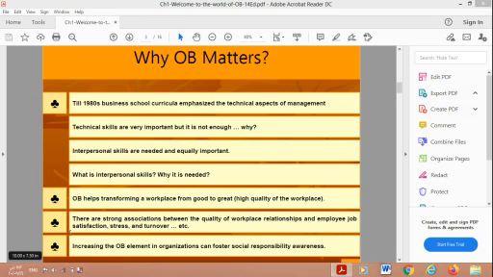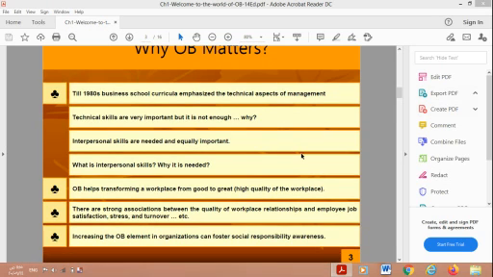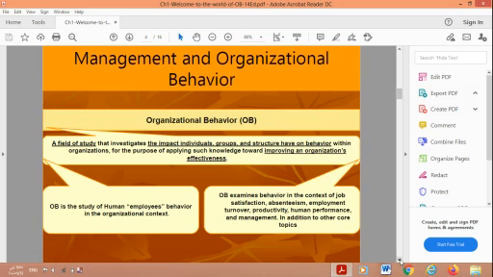Also, another reason why organizational behavior is important: increasing the organizational behavior elements in the organization can foster social responsibility awareness. So finally, we can say that managers cannot succeed on their technical skills alone. They have to improve their interpersonal skills in order to reach their goals and compete with others. Okay, go to the next slide, management and organizational behavior.